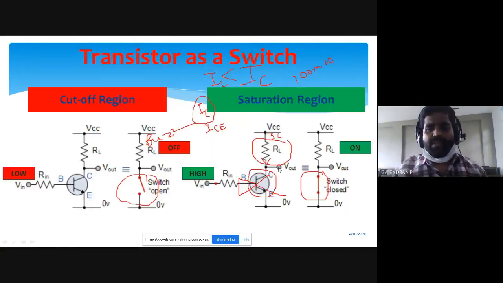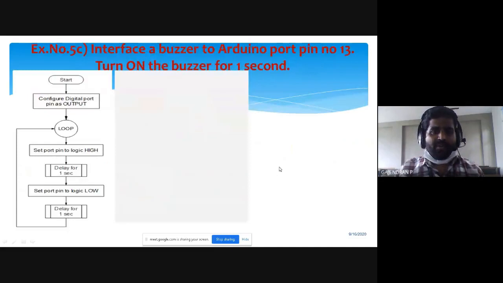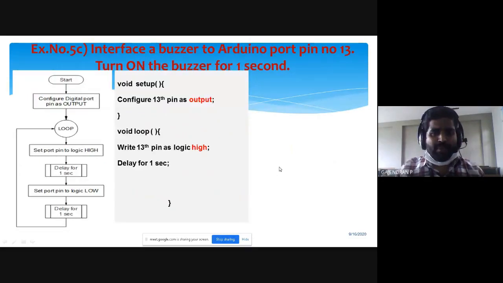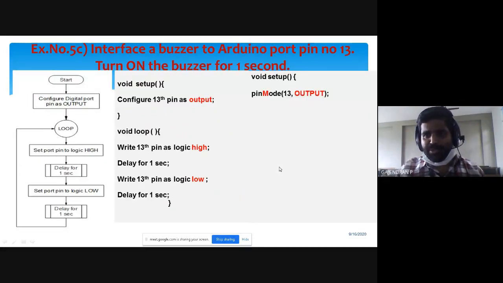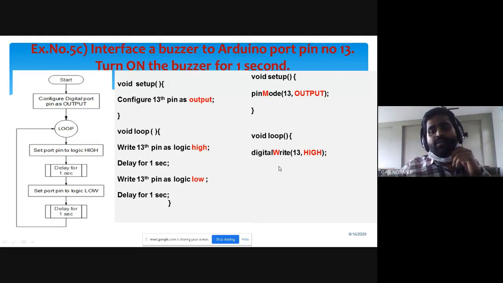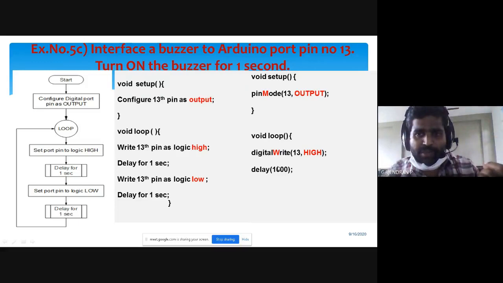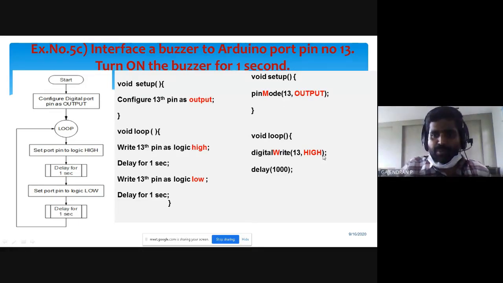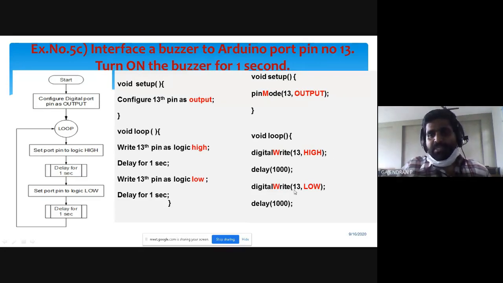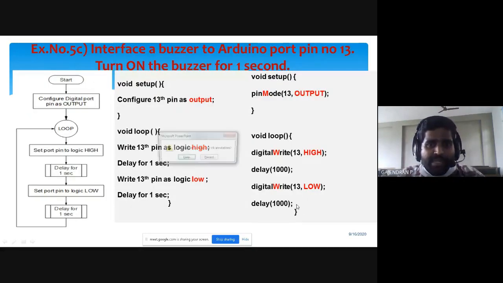To achieve this task, we are going to use the same blinking program. I'm not going to explain the coding. It's very simple. Configure any one pin as output. In our case, we are going to configure pin number 13 as output. Then make the buzzer turn on for some time and turn off for some time. Program wise, it's very simple. Only the interfacing is the important task.